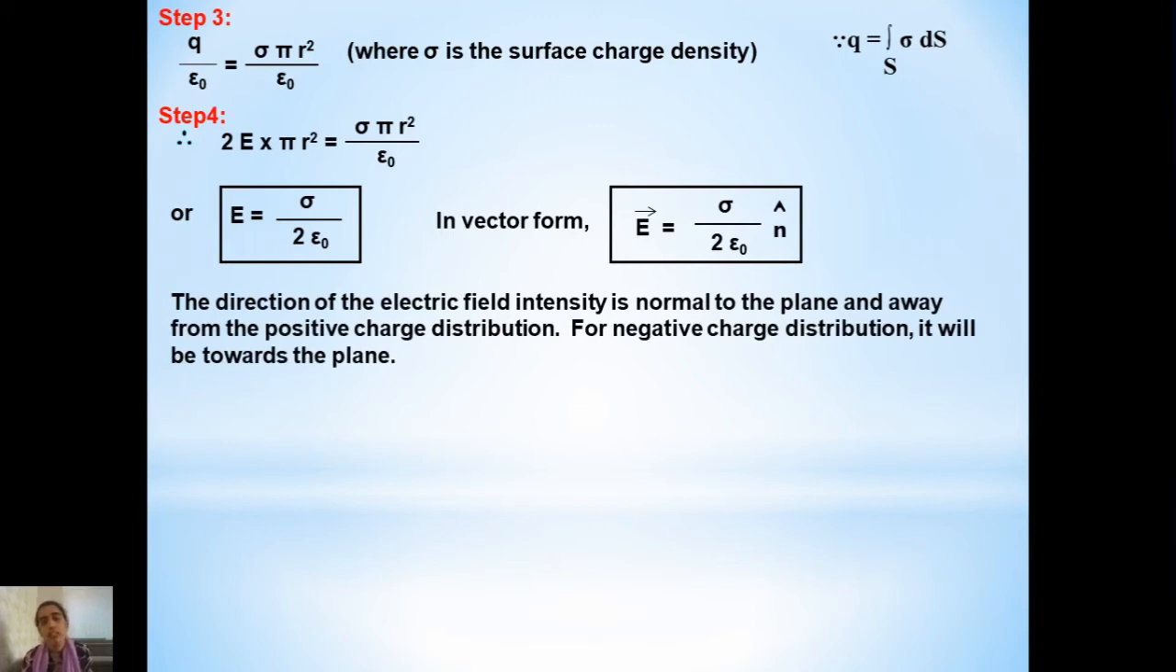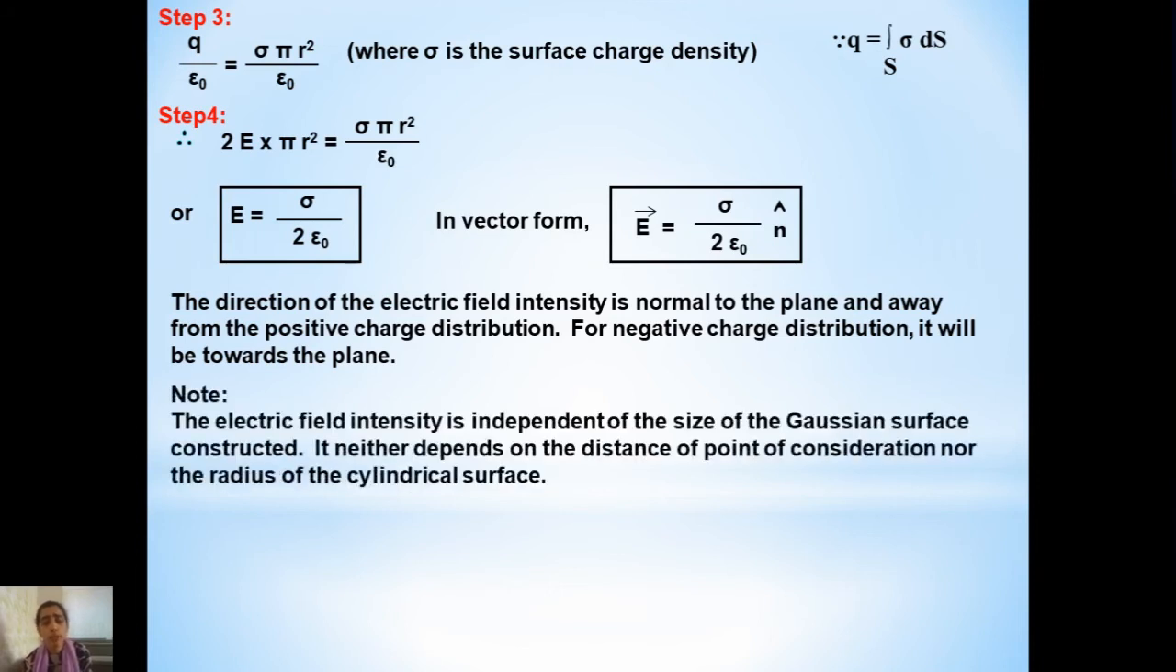If you assume that thin plane sheet is made up of positive charges, then the electric field intensity will be away from that charge sheet. That is, if you draw normal to that plane sheet, so that normal will represent the electric field intensity. But in case if it was a negatively charged plane sheet, then the normal which is drawn to that plane, but the direction will be in inward direction towards the plane sheet. Okay, opposite directionally. So that is about the direction of electric field intensity in case of thin charged plane sheet.